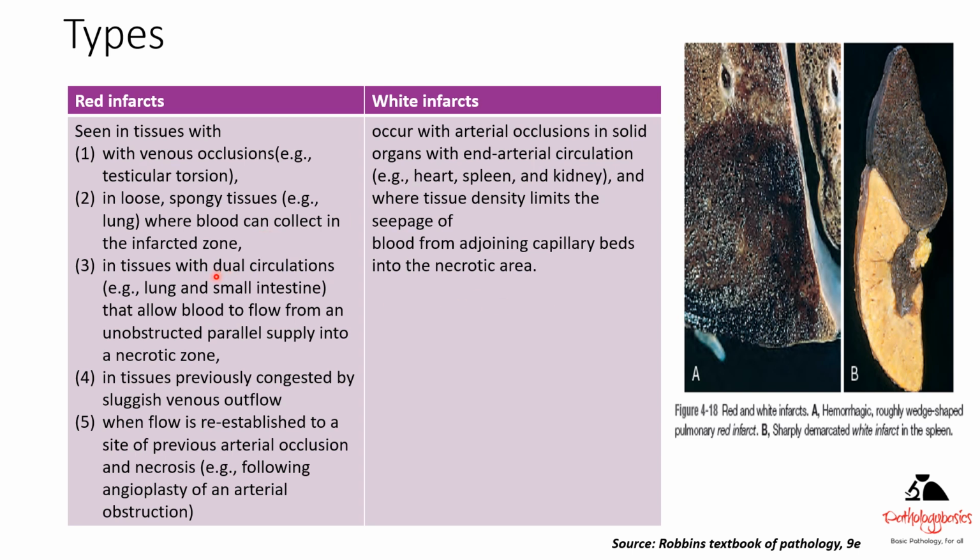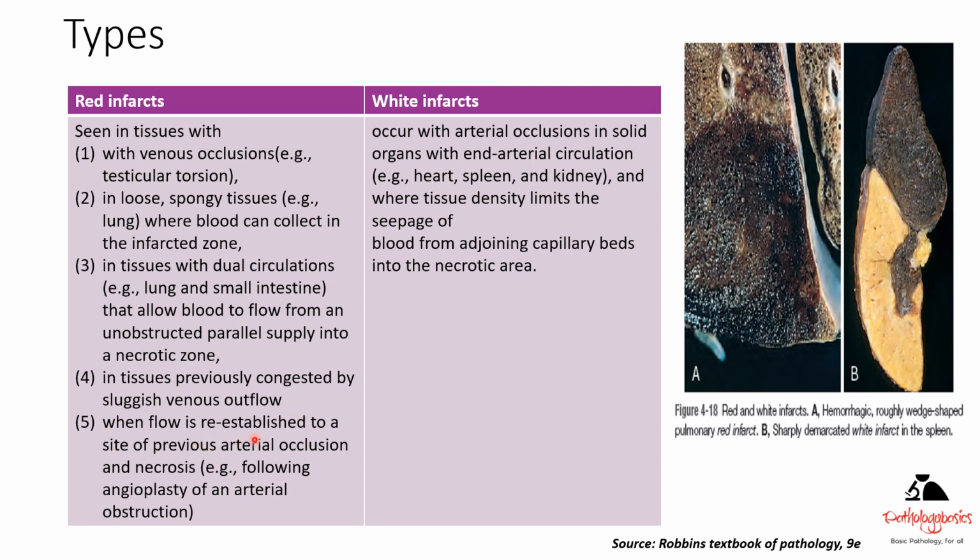It's seen in tissues with dual circulations, right? White infarcts were seen in tissues with end arterial circulation. Red infarct is seen in tissues with dual circulation, like the lungs and the small intestine. Here, the collaterals can develop, and blood can flow from an unobstructed parallel supply. In tissues previously congested, where venous flow is sluggish, again, red infarcts.